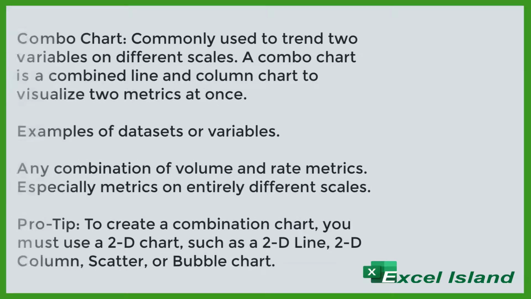The number 21 type of chart and graph we'll be looking at is called the combo chart. The combo chart is commonly used to plot two variables on different scales. A combo chart is a combined line and column chart to visualize two metrics at once. An example of a data set you can use the combo chart for is any combination of volume and rate metrics, especially metrics on entirely different scales.